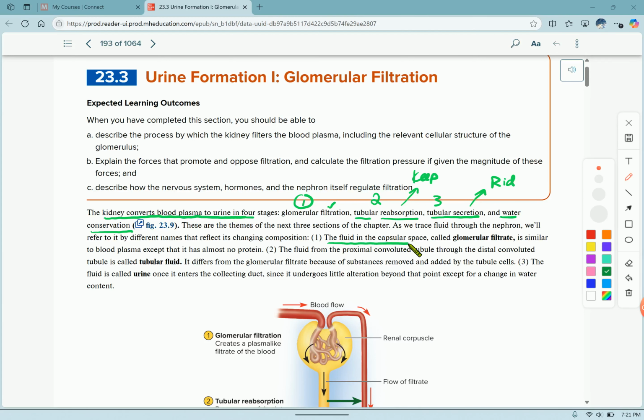As fluid is entering into the capsular space, it's called glomerular filtrate. So it's not urine yet. Okay, so this fluid is a filtrate. When it gets into the tubules, that's the tubular fluid. And then once it passes through that process, then we have actual urine.